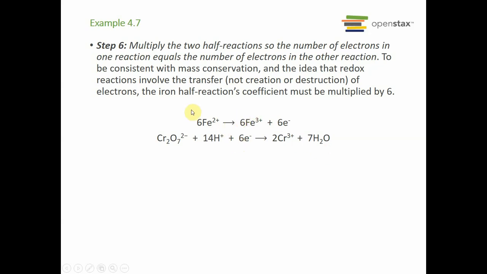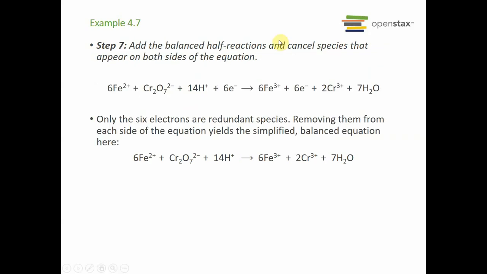add all the products together and all the reactants together to get the balanced equation. Add the balanced half reactions and cancel species that appear on both sides of the reaction. So it's going to be the 6 electrons here and the 6 electrons here, and that's it. Only the 6 electrons are redundant species. Removing them from each side of the equation yields the simplified balanced equation here.